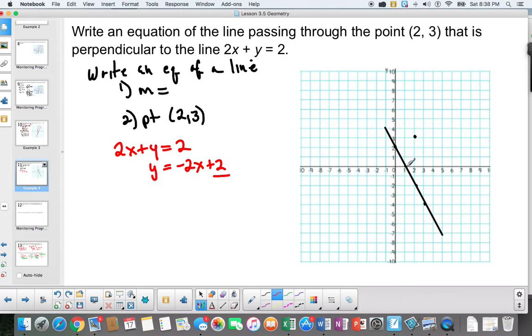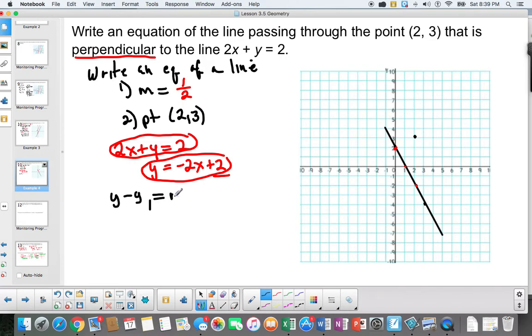I can see my b, which is right here, and I can see my slope, and I go down 2 units over 1, down 2 units over 1, and that's how I graphed this line. So this line is the same as this one right here. I just wrote it a little differently. Now, I want a perpendicular line, which means I don't want a slope of -2. I want a slope that's opposite reciprocal. So I want a slope of 1/2. And now that I know my slope, I can use point slope form to write my answer.